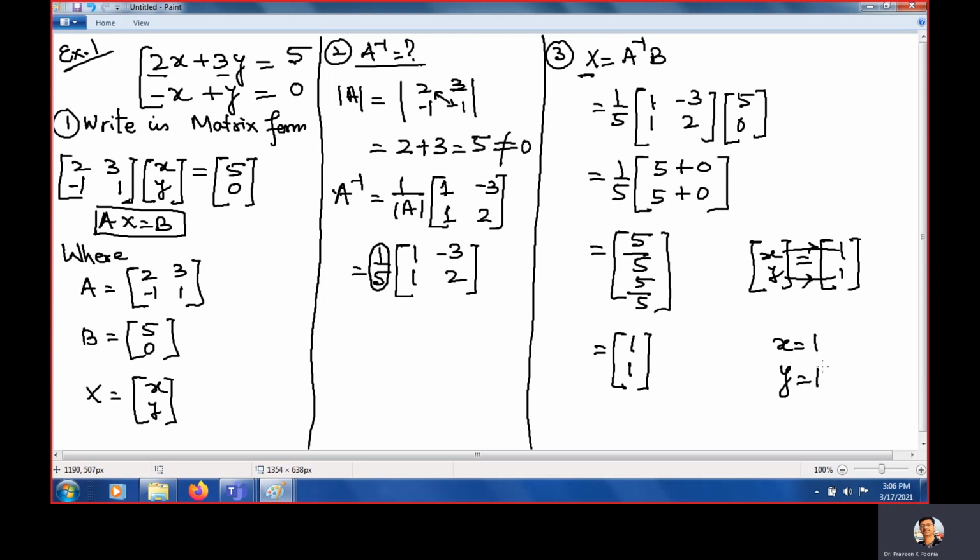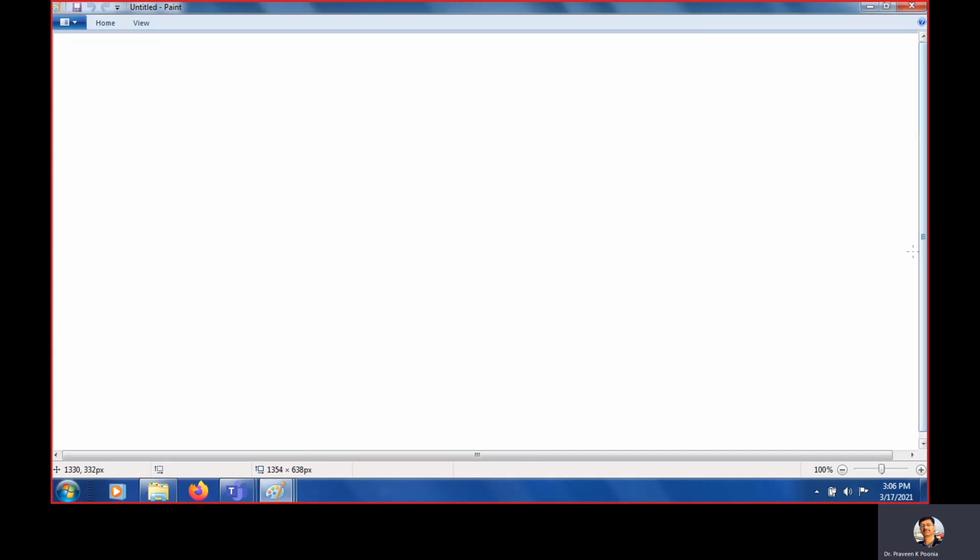This is how you proceed to get the value of x and y using inverse matrix method. We call this method an inverse matrix method because we are evaluating inverse in this. That's why this is inverse matrix method. One more question we will solve. Example 2. It is minus 2x plus 3y is equal to 1, and x plus y equals to 3. These are the set of equations.